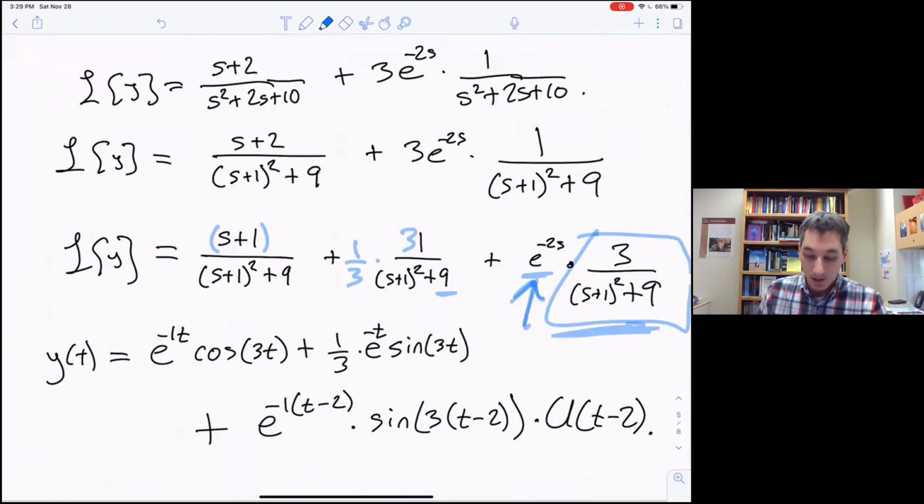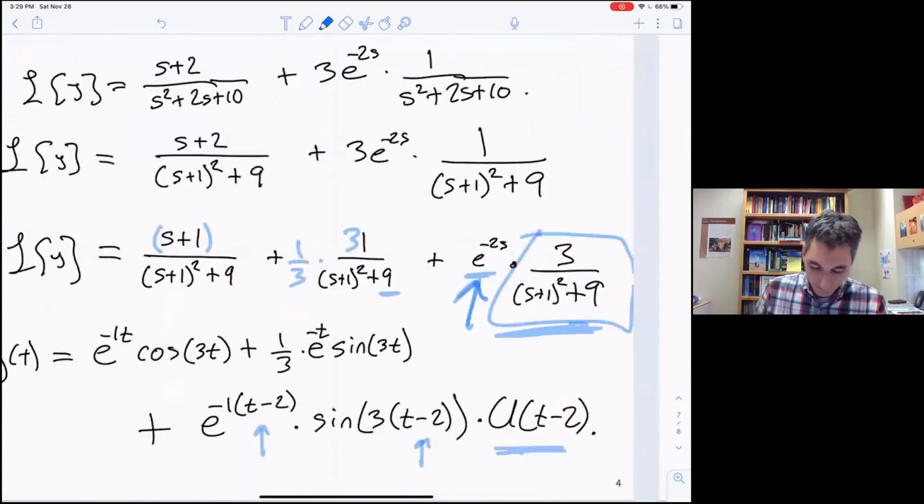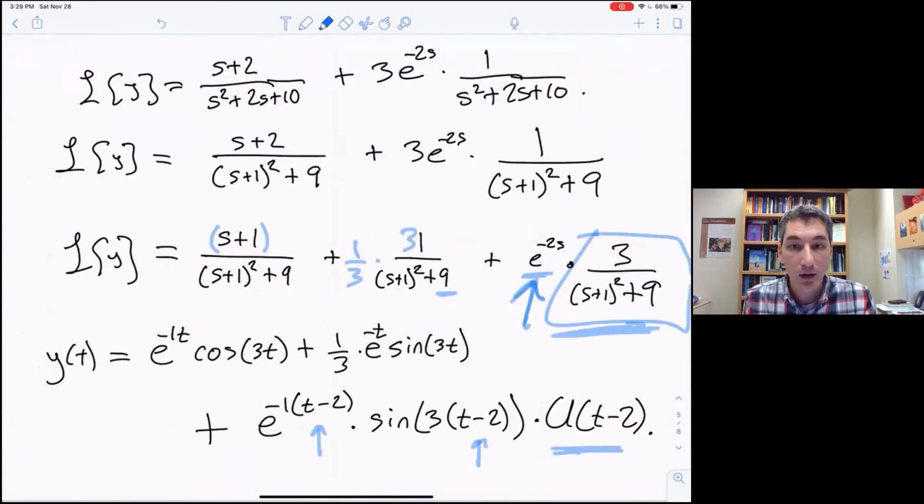Okay, now the common places to make mistakes here are to not shift it. You've got to shift all your t's to t minus 2, and you have to multiply by that unit step function, so it doesn't turn on before t equals 2. You want it to turn on at t equals 2. Okay. So hopefully that is helpful for you, seeing one example completely worked out. And in the next video, I'll do another example so you can see how another problem might get tackled.